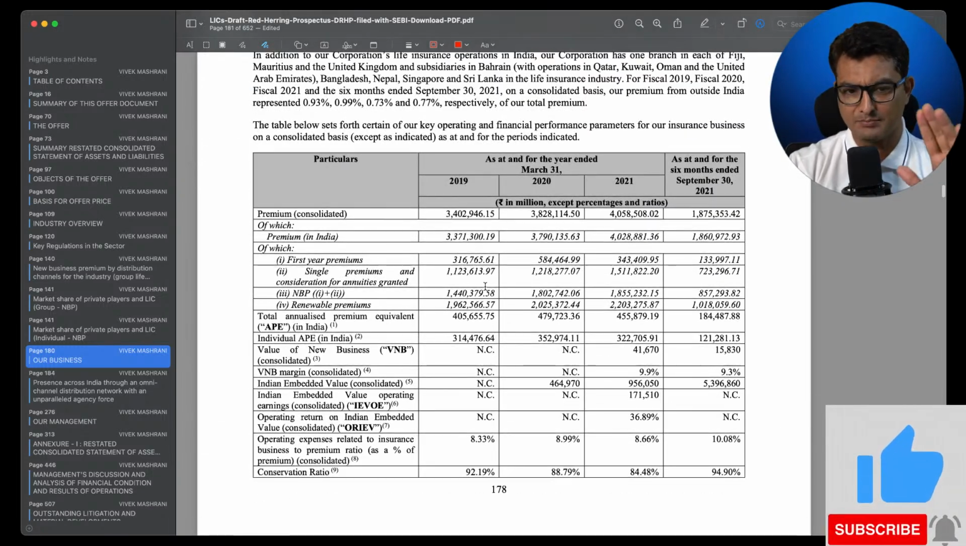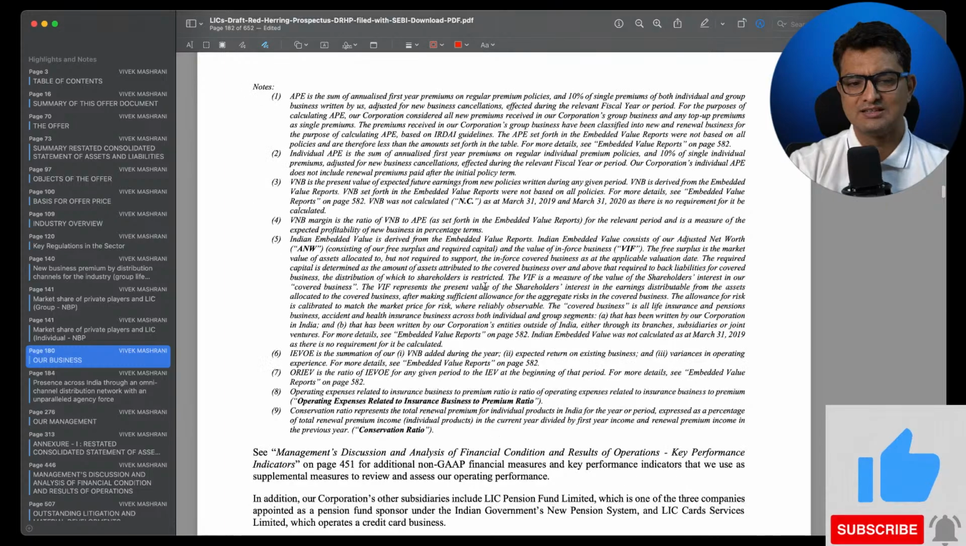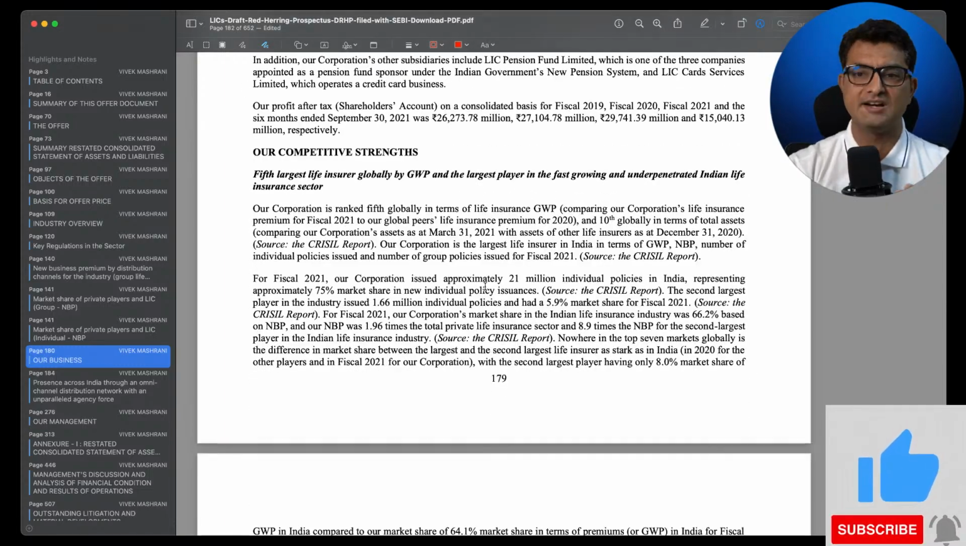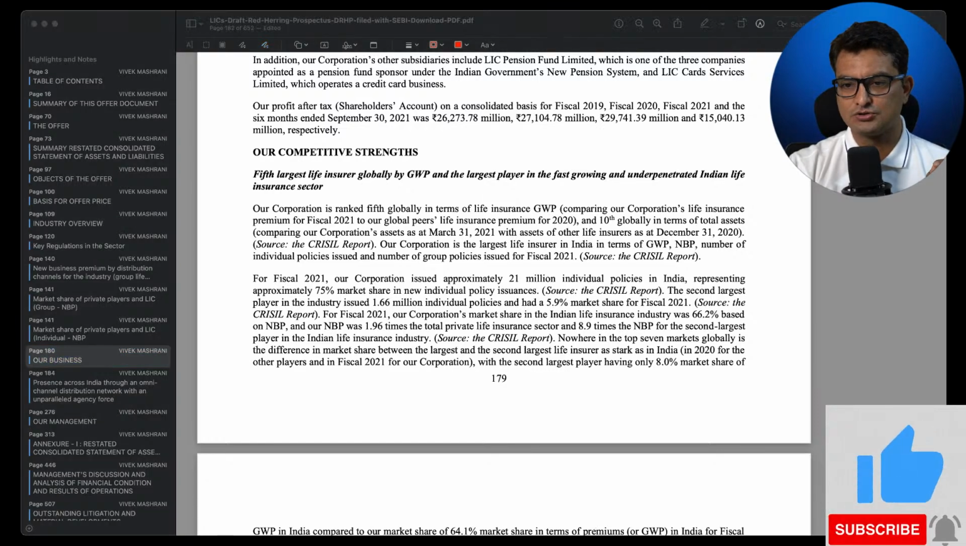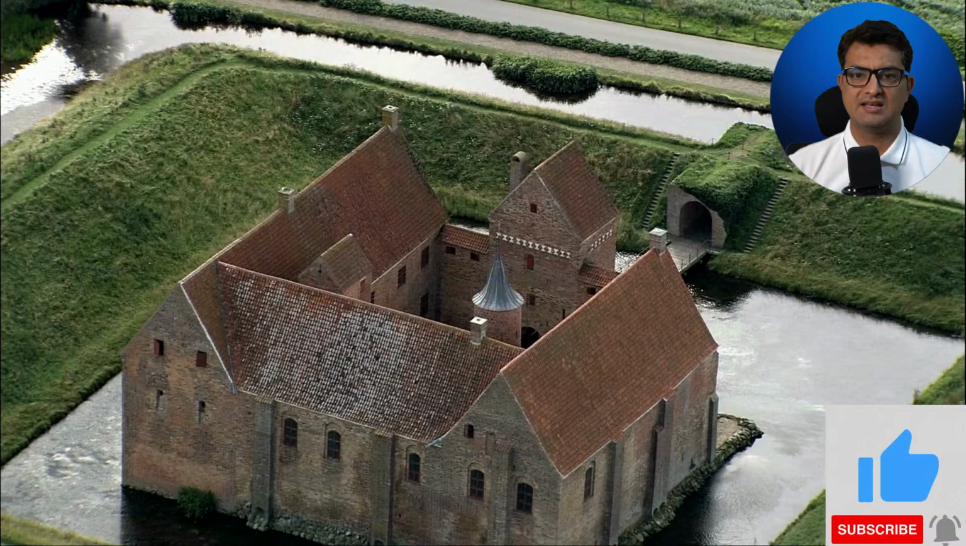You will see they have given a breakup of different premiums. They have also talked about their competitive strength. Now this is where I would like to draw your attention, that whenever you are analyzing any company, it is very important to understand what the competitive advantages of the company are.